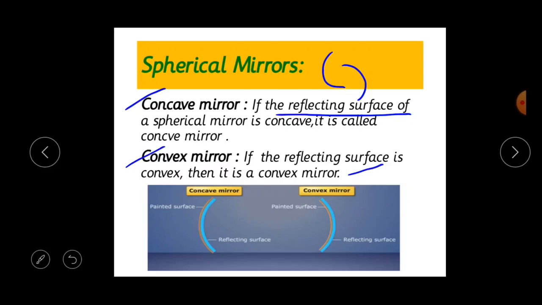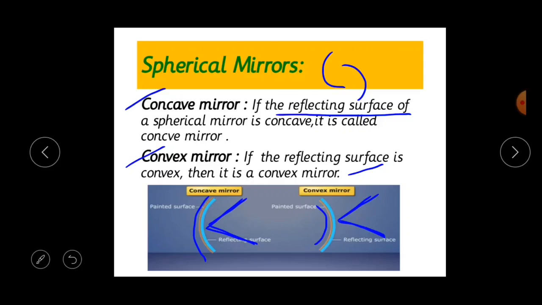Here you can see, you all have seen the mirrors, isn't it? So it is not transparent. Are mirrors transparent? No, they are not transparent, isn't it? So here one side is painted and this is the reflecting surface. So this is a concave. Okay, and here you can see that this is a painted surface, whereas this is a reflecting surface. This is convex mirror. Okay, this is concave mirror and this is convex mirror.